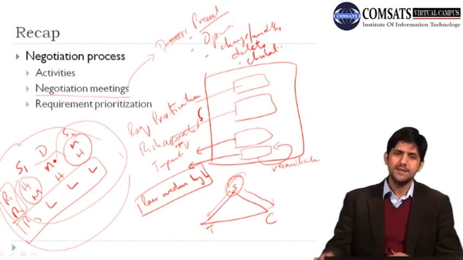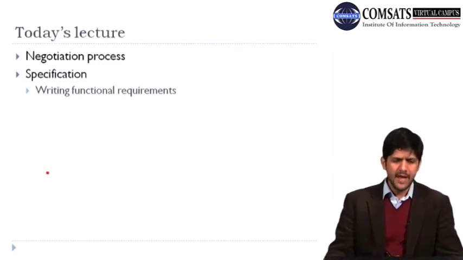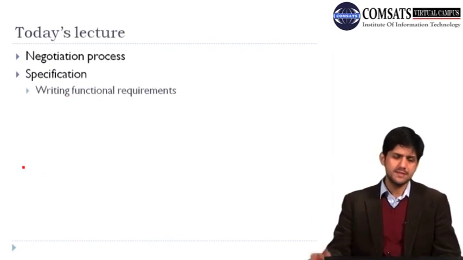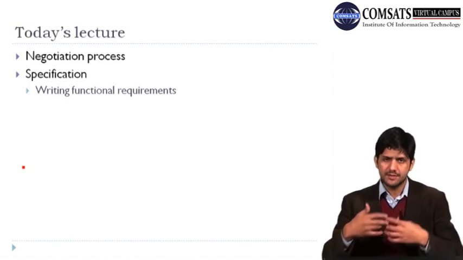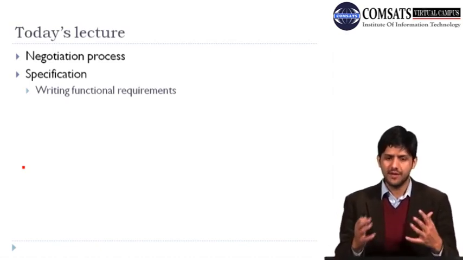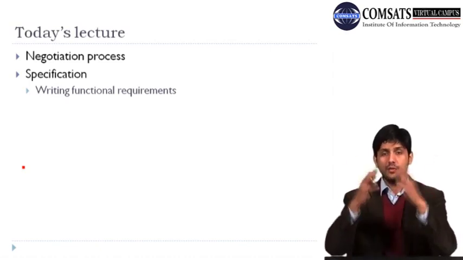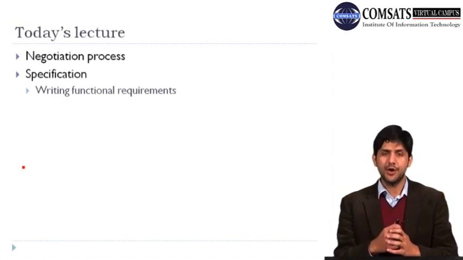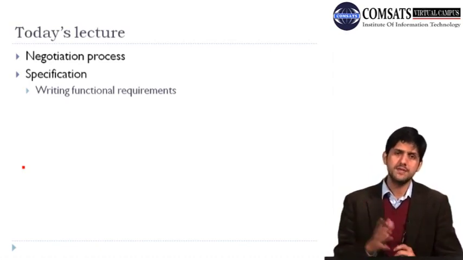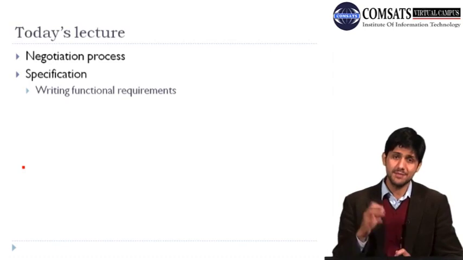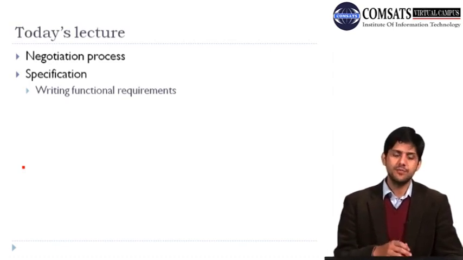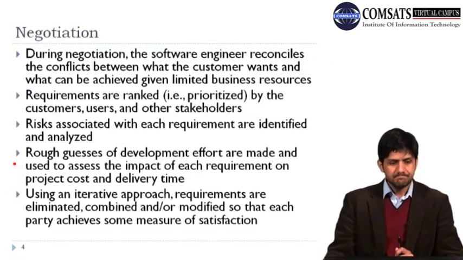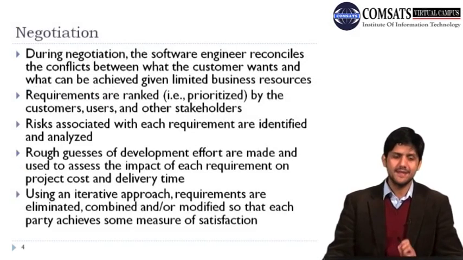So this is what we discussed in our last lecture. And in today's lecture, we are going to look at this negotiation process and try to see where we are with the overall software requirement engineering process when we talk about negotiation, and then we will start looking at the specification process, and specifically within the specification process we are going to look at how we write functional requirements. So as we said, negotiation is about reconciliation.